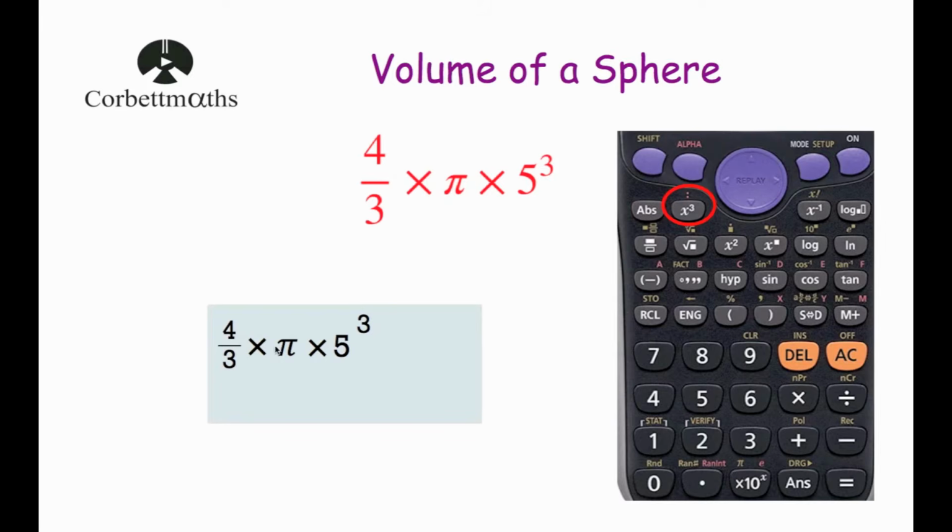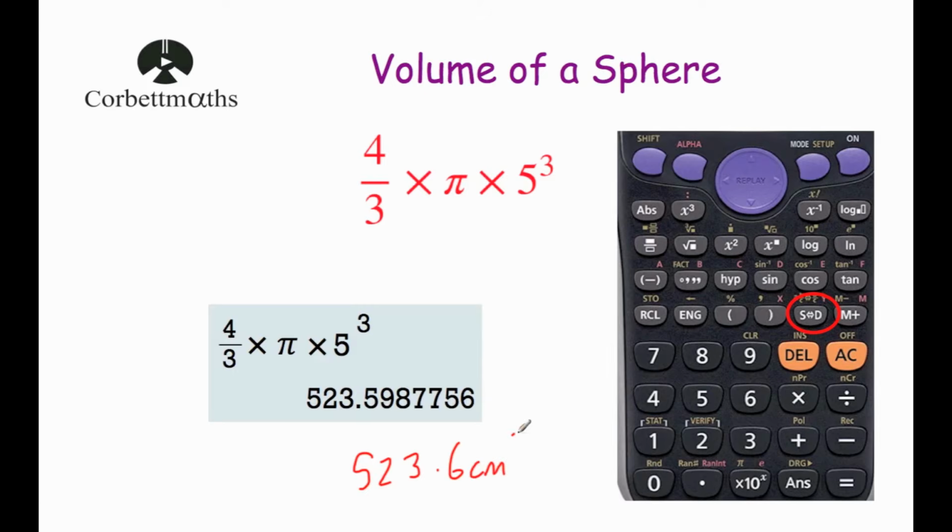So 4/3 multiplied by pi multiplied by 5 cubed. And then when we press equals, we'll get our answer of 500 over 3 pi. Now that is in exact form. If you press the SD button here, this will convert it from our exact value to a decimal, so it will appear like so. So our answer is 523.5987756 centimeters cubed. Now we may want to round that, so let's round that to 523.6 centimeters cubed to 1 decimal place.